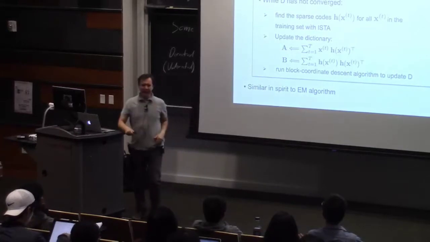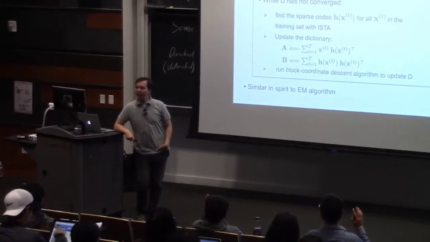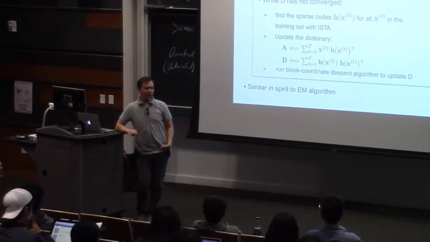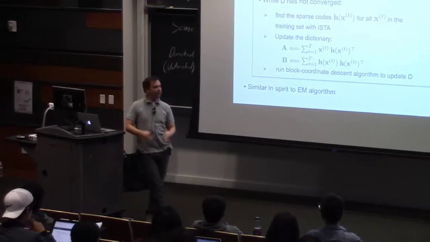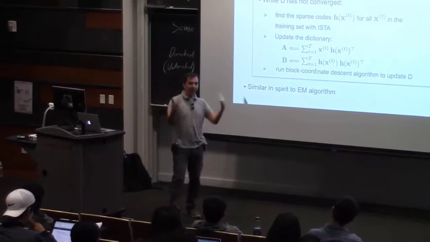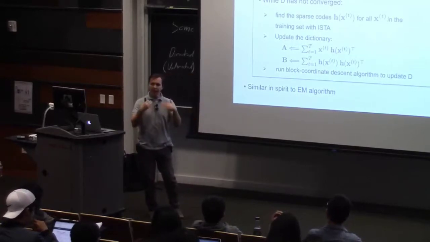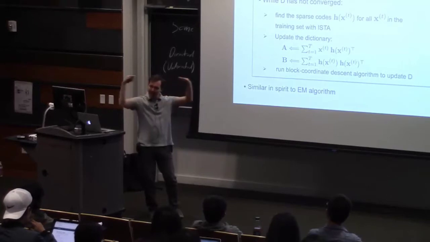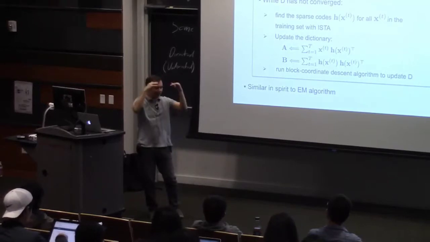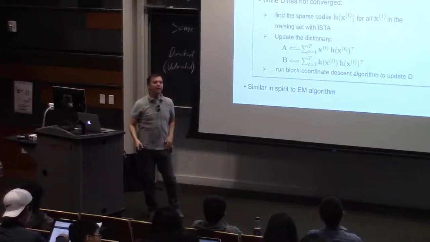How many of you have heard about the EM algorithm? Okay, good. If you haven't, it's a really good algorithm to look at because it's one of the basic machine learning algorithms where in the E step, you infer the distribution of the hidden states. In the M step, you update your model parameters. Same thing happens here. In the E step, for every single data point, you infer the hidden states. And in the M step, you update your model parameters.